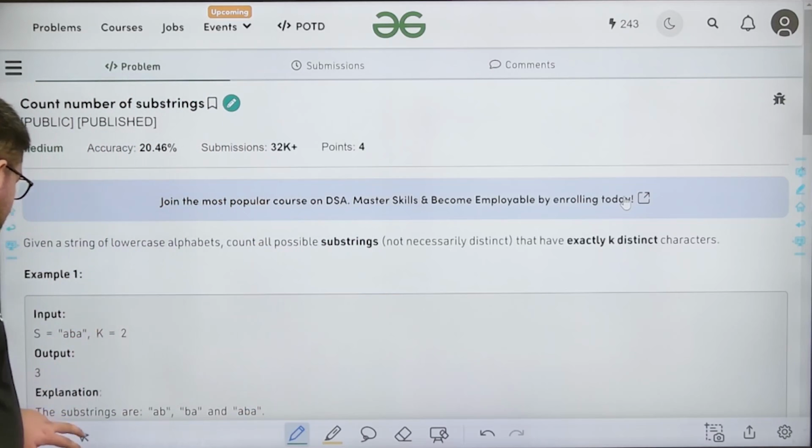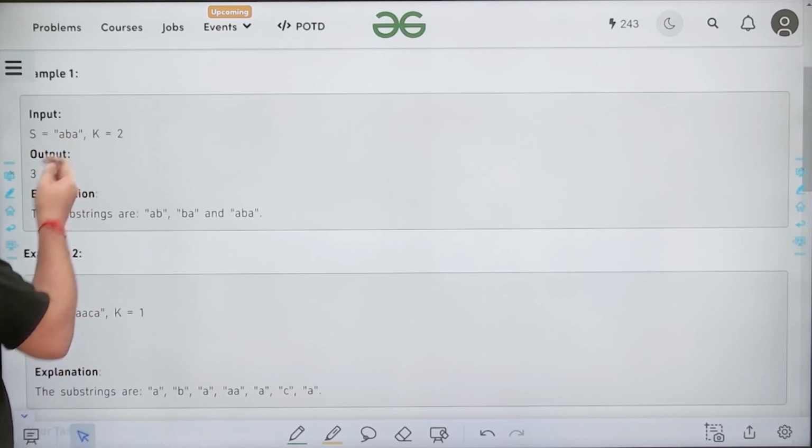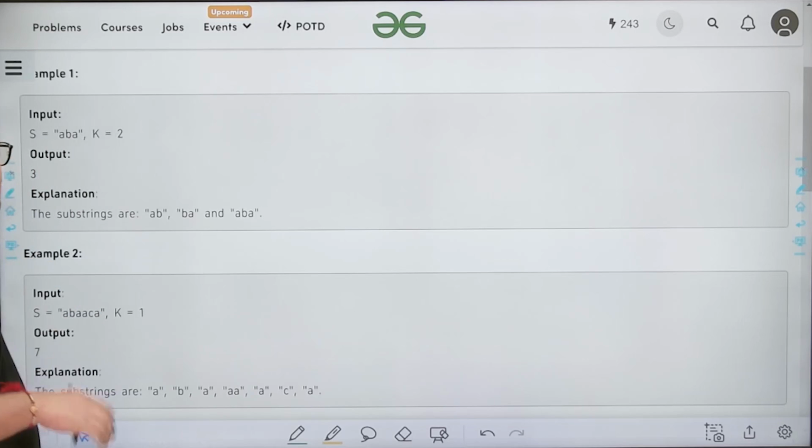Okay, so if we look at the example, suppose ABA is the input string and k equals 2. So we need to return the number of substrings which have exactly 2 distinct characters. So one is AB, another is BA, because both of them have 2 distinct characters A and B, and the third one is ABA. It also has 2 distinct characters A and B. So the total number of such substrings is 3.